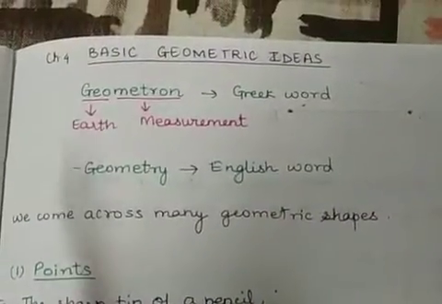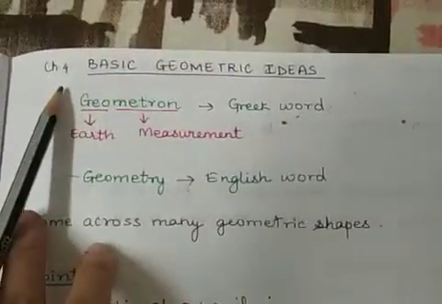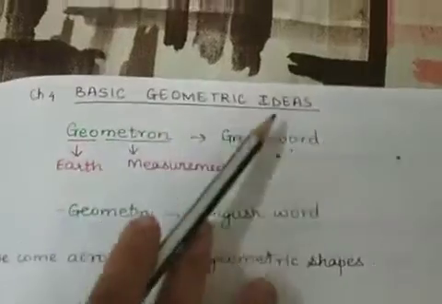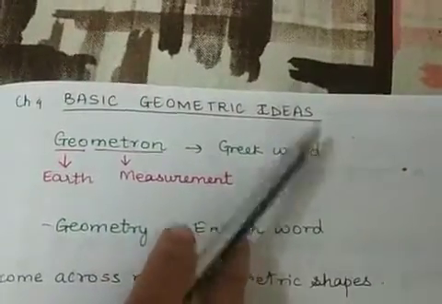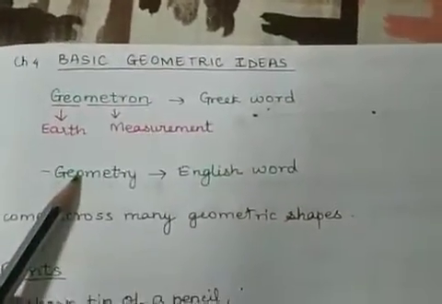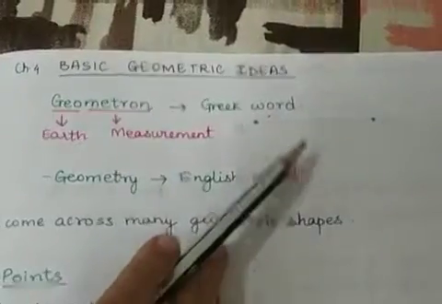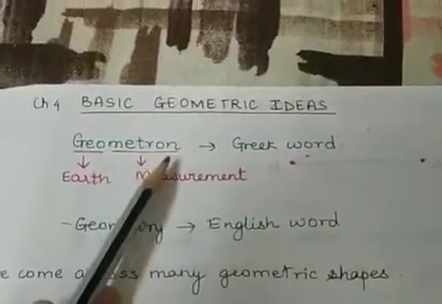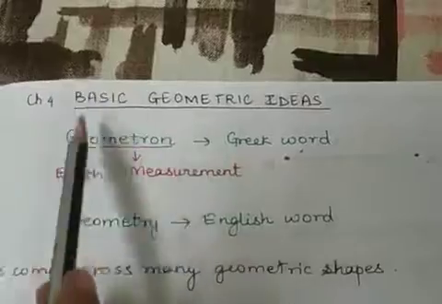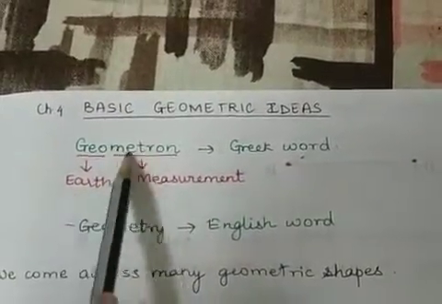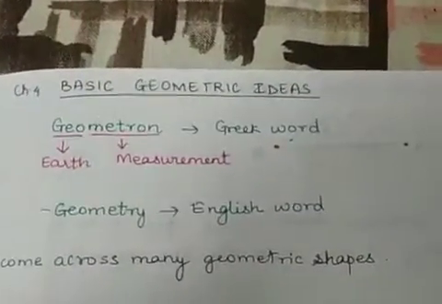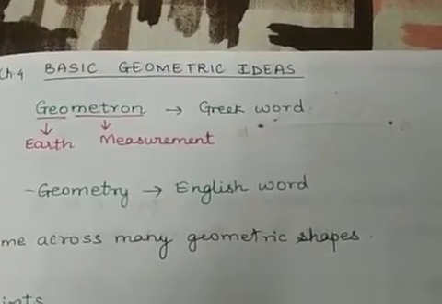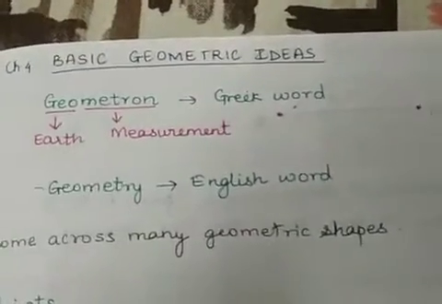Today we will start with the fourth chapter from your textbook, which is Basic Geometric Ideas. Now the word geometry, which is an English word, comes from the Greek word geometron, where geo means earth and metron means measurement. So it is a measurement of earth. In other words, geometry means that.